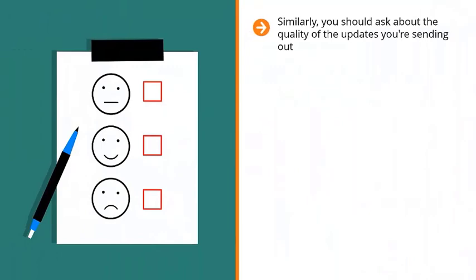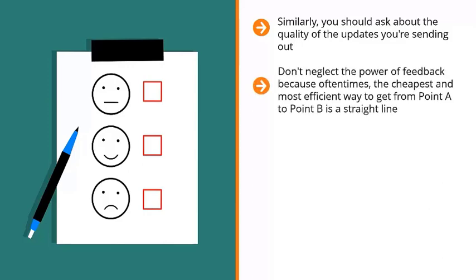Similarly, you should ask about the quality of the updates you're sending out. More specifically, you should ask your list members, what improvement should I make for you to forward my emails to people you know? Don't neglect the power of feedback because oftentimes the cheapest and most efficient way to get from point A to point B is a straight line. Ask your list members, but offer an incentive.